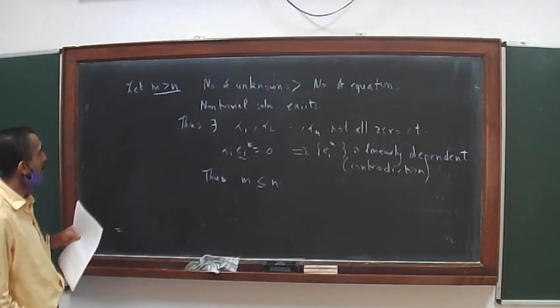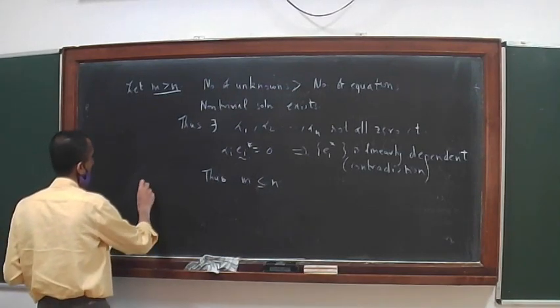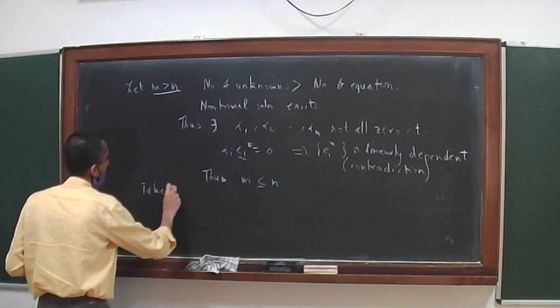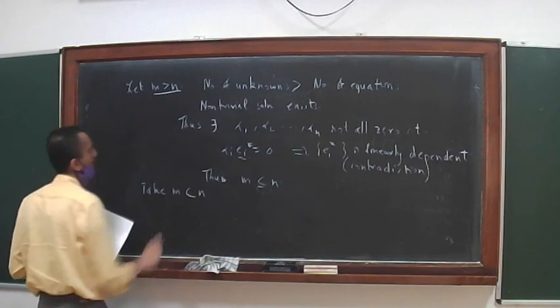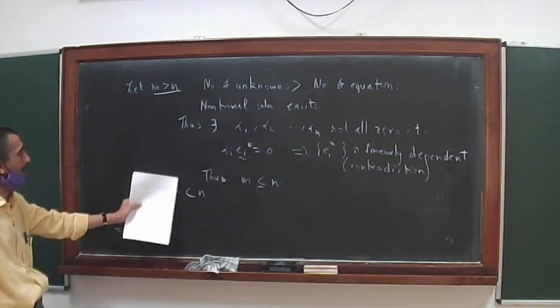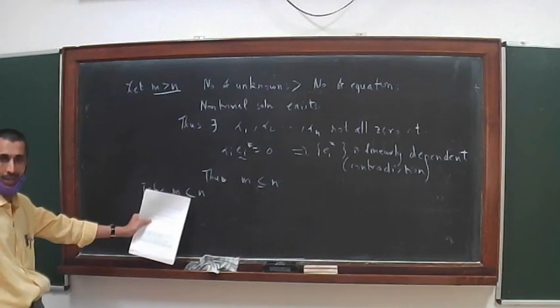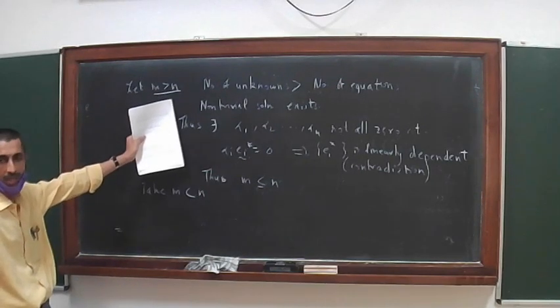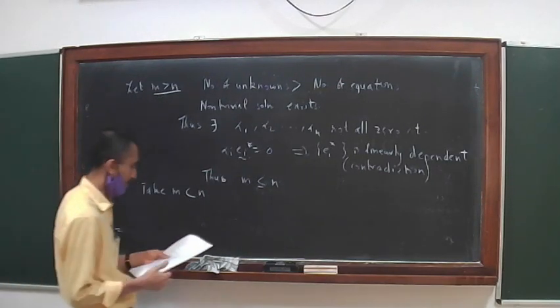Now what you do is take m less than n. We just took m greater than n, now we'll take m less than n. Again, we'll reach a contradiction. So that means m has to be equal to n. That is the way the proof is proceeding.